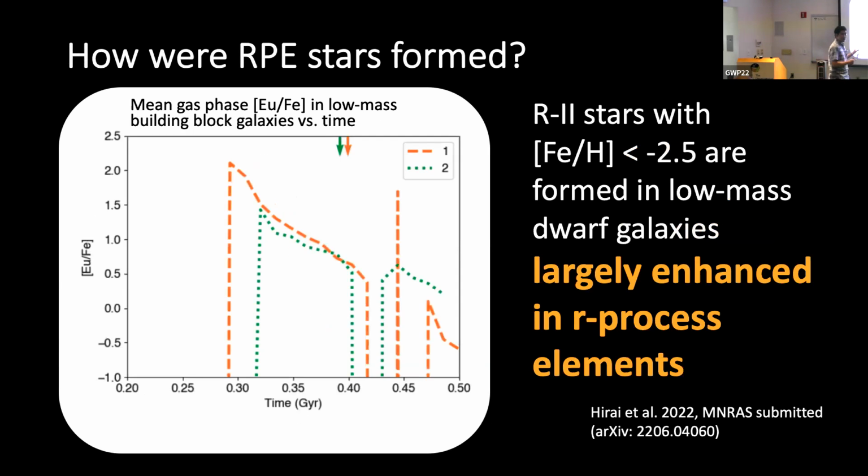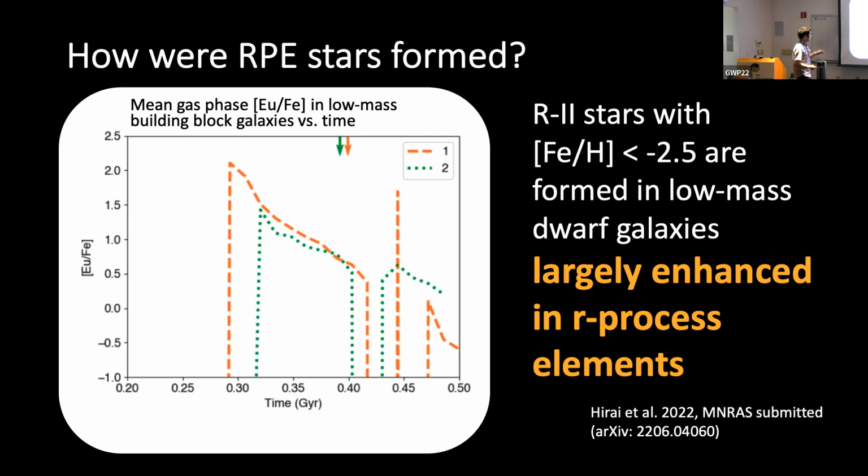So we have analyzed the gas phase abundance of the progenitors of the Milky Way. We picked up the progenitors of the Milky Way and found that R process enhanced stars with [Fe/H] less than -2.5 are formed in low mass dwarf galaxies, which have a typical stellar mass of 10^5 solar mass, largely enhanced in R process elements. This figure shows the average gas phase europium to iron ratio of each building block. And this is two examples of this, small dwarf galaxies.